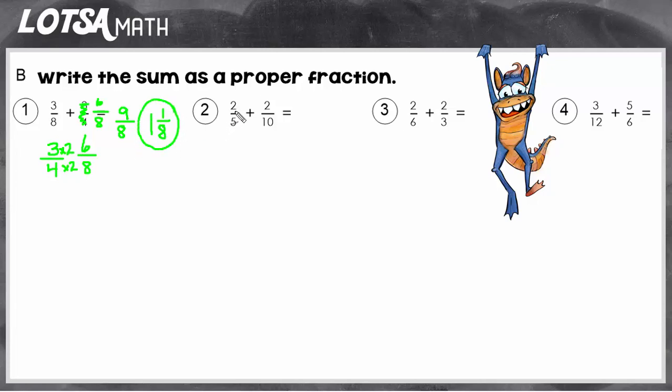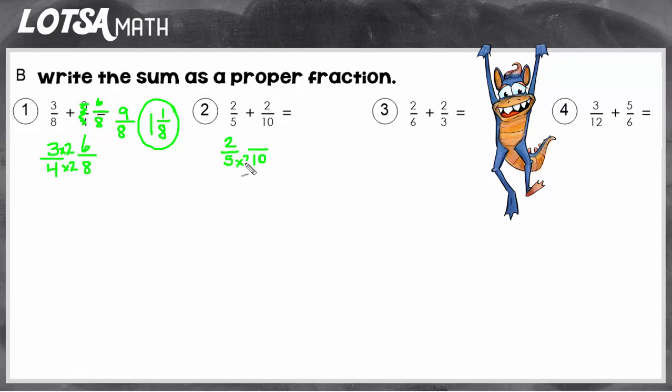So let's do another example. Here we have 2/5 and 2/10. I cannot add these because they don't have the same denominator. So I'm going to have to change one of the fractions to have the same denominator. So 2/5 to 2/10, I'm going to change the 2/5 because I can use multiplication to get to tenths.